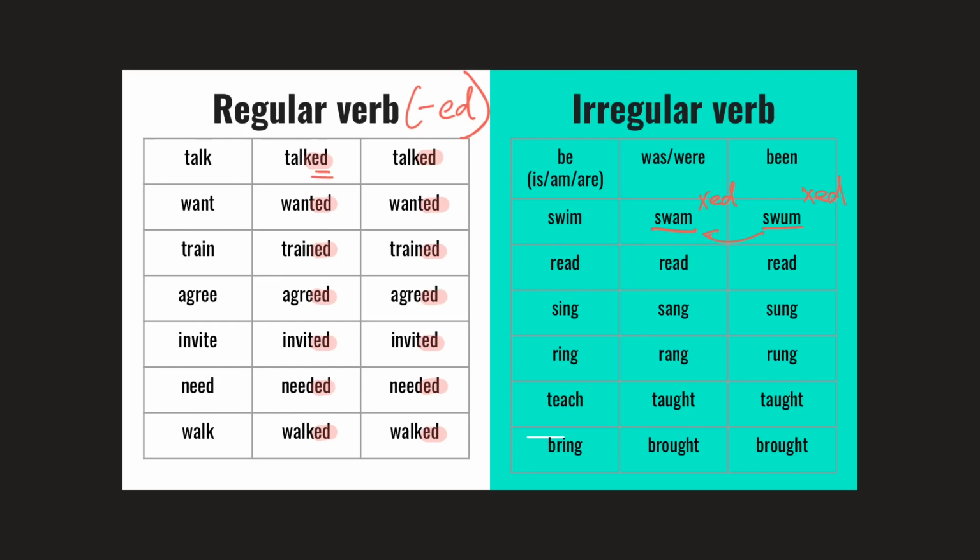Sometimes the past tense form of an irregular verb is the same as the past participle. For example, taught and brought. You have to memorize the irregular verb table by heart, and most of the verbs that we are using in English are irregular verbs. So it is essential for you to learn how to conjugate, how to turn the present tense form of a verb into the past tense form and past participle form.